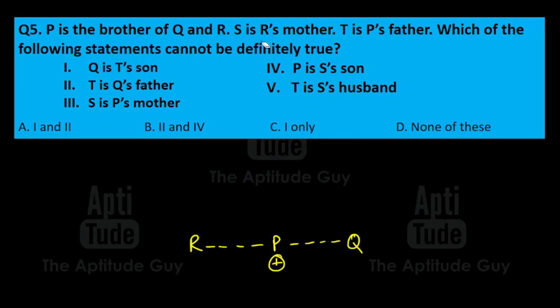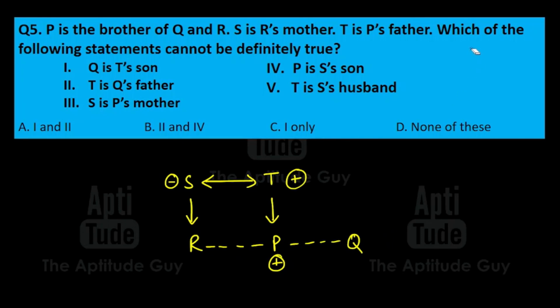Now, S is R's mother. If S is R's mother, that means S is everybody's mother over here because all of them are siblings, right? Yeah. And T is P's father. If T is P's father, that means T is everybody's father over here. That means S and T are a married couple. That's it. Done. This is the family.